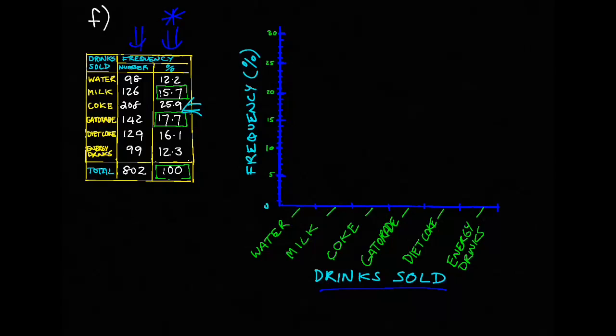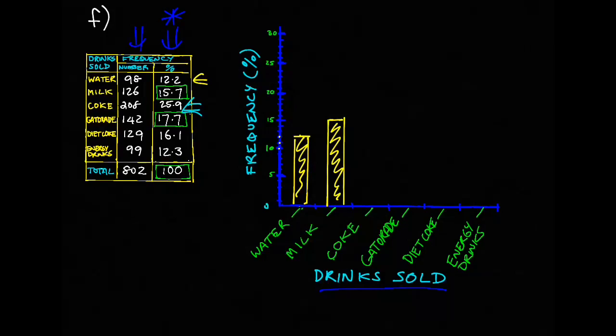Okay, firstly let's look at water. So the value is 12.2. So for water, we want to find the point 12.2. So we've got 10, 11, 12. 12.2 is going to be roughly there. So we go ahead and draw our column for that variable. Now looking at milk, we've got 15.7. So 15 is here. So this is 16. So 15.7 is about there.